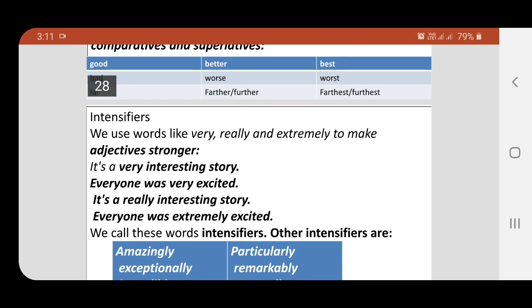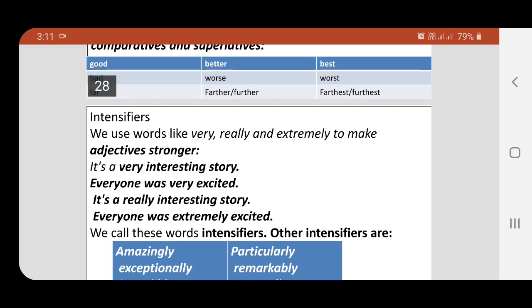And let us move to the last type of adjectives, which are called intensifiers. Some adjectives are not only comparing but they also intensify the noun. So to intensify the nouns, we use words like very, really, extremely with adjectives. These are used to make the adjectives stronger. So, such words are called intensifiers.